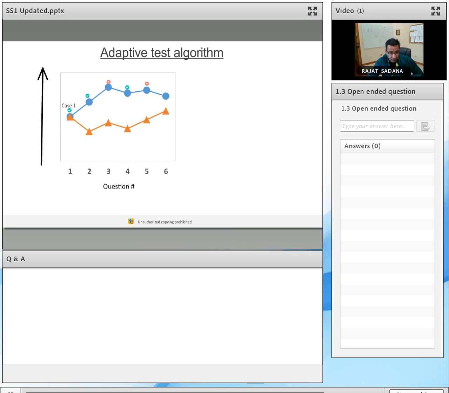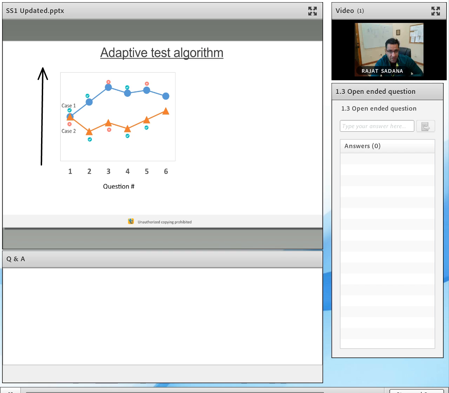Case 2, or student 2, gets the first question at a similar difficulty level and gets that wrong. He gets the second question at a much lower difficulty level and gets that right. He gets the third question at a higher difficulty level and gets that wrong. The difficulty level reduces for the fourth question. He gets the fourth question right, and he gets the fifth question right as well.